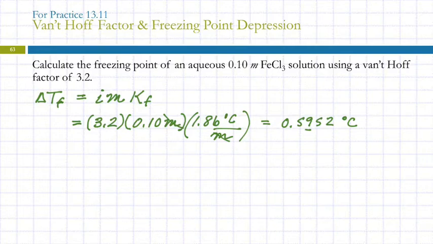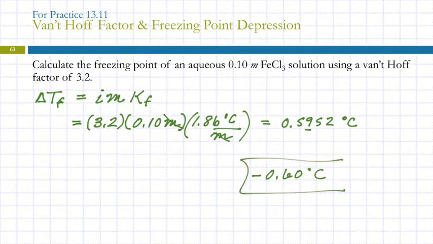So what's the freezing point? Negative 0.5952, or negative 0.60 if we round it correctly. Any questions? The Van't Hoff factor could be given to you. If it wasn't given to you, if they just said to do this and they didn't give you a factor and you had no way of looking it up, then you should use the expected factor. Okay.